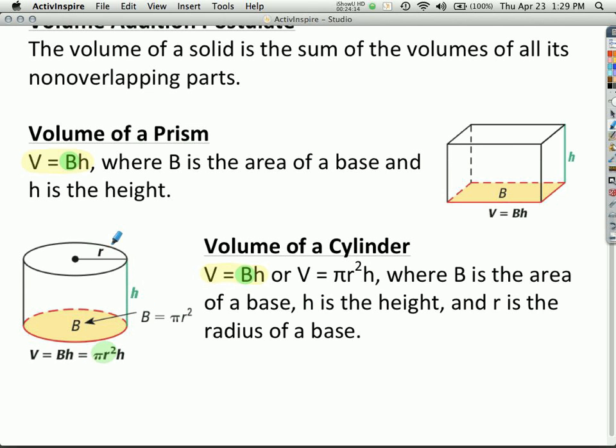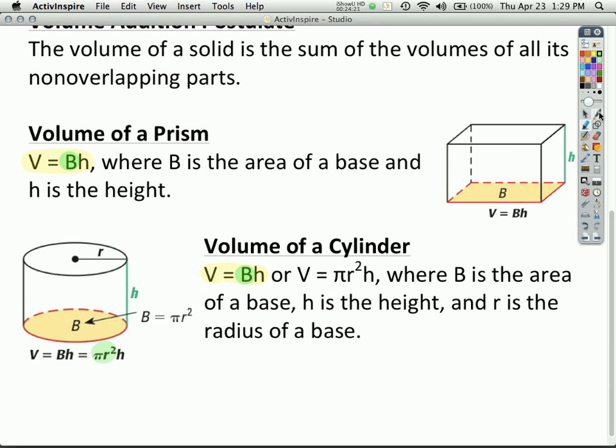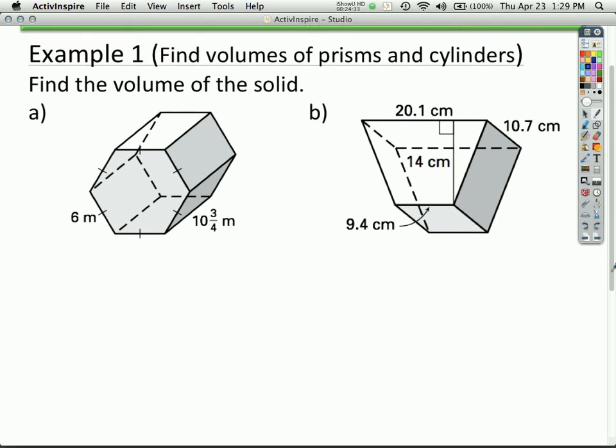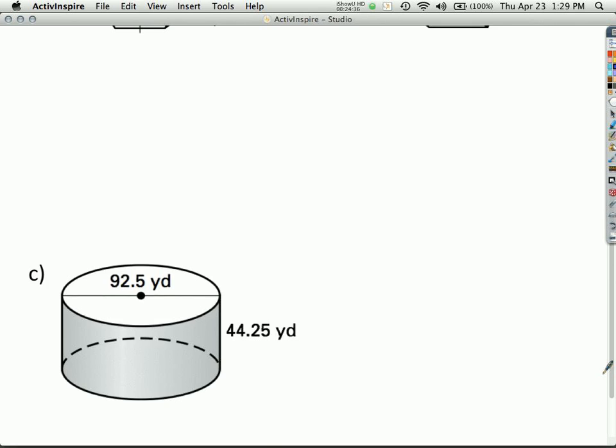So one of the keys is figuring out what shape the base is. Any questions about the core idea of volume? Good. So let's jump in. You have a sheet in front of you so that you can mark it up if you need to. We're going to find 3 volumes.